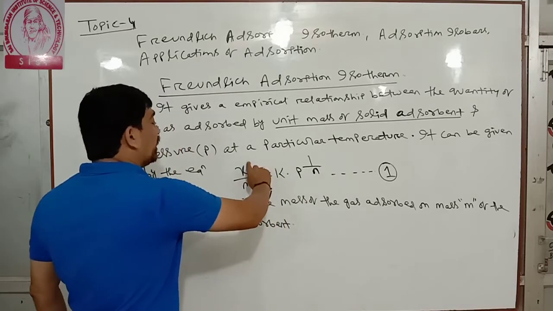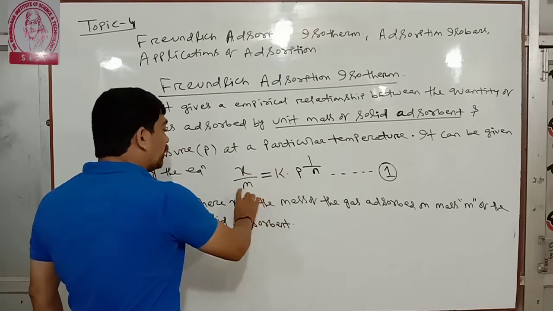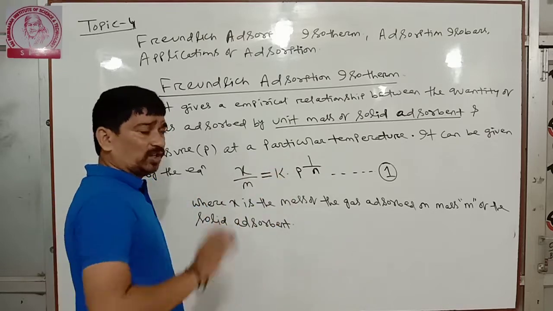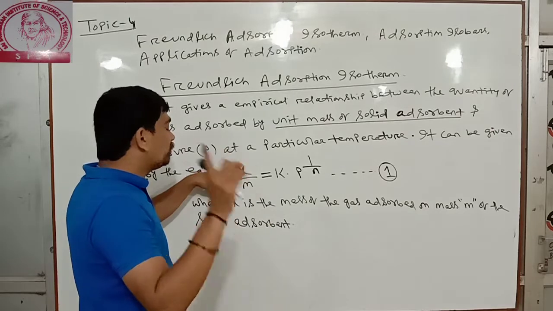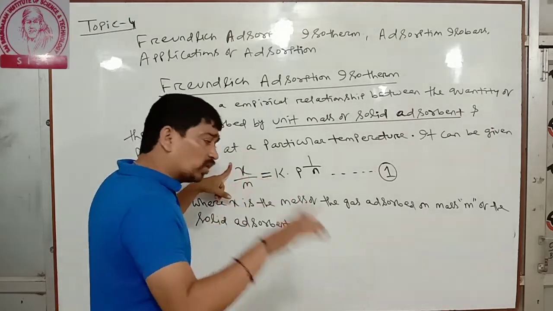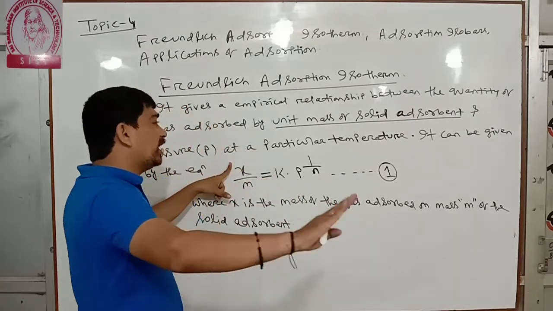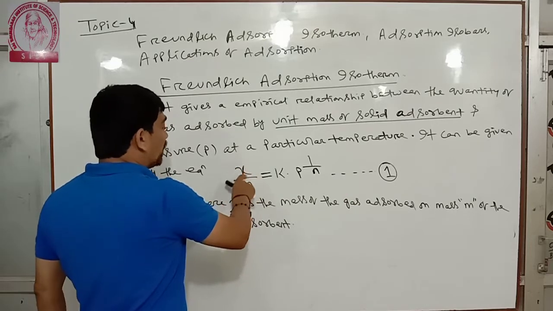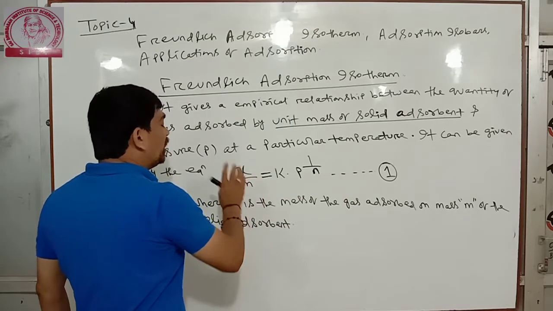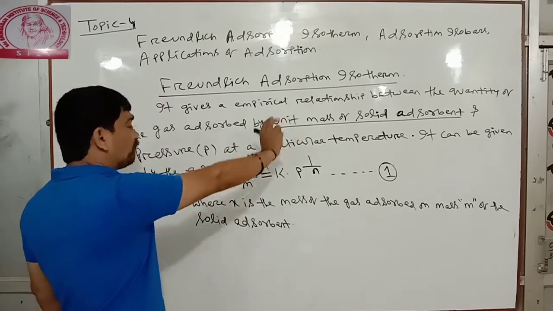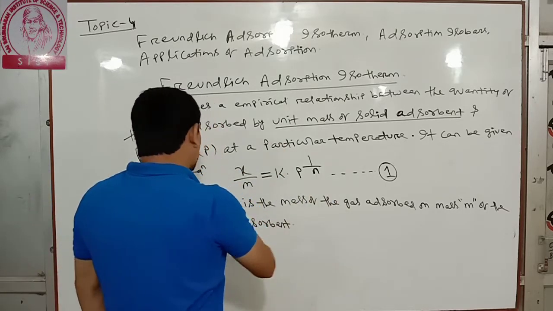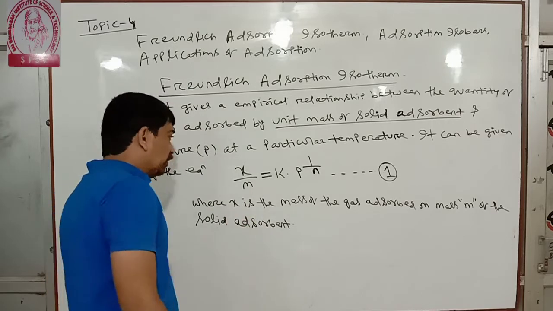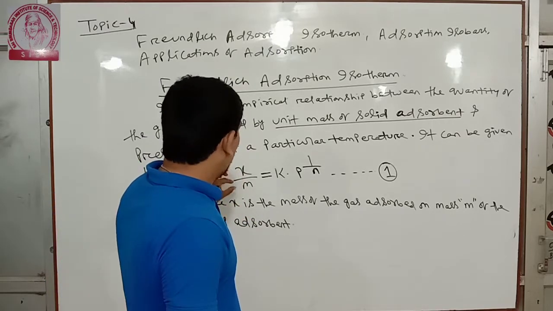So simply we can say that x is the mass of the gas adsorbed, and m is the mass of the solid adsorbent. X is the mass of the gas adsorbed on mass m of the solid. Clear? So x and m are complete.